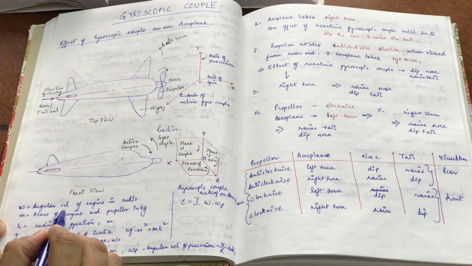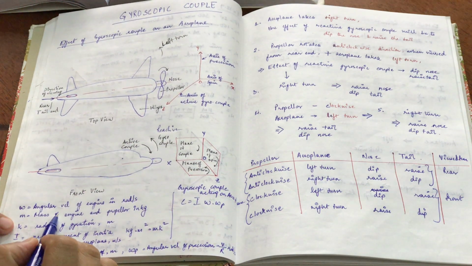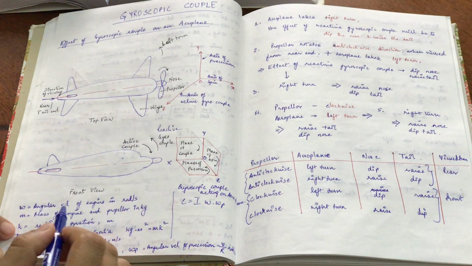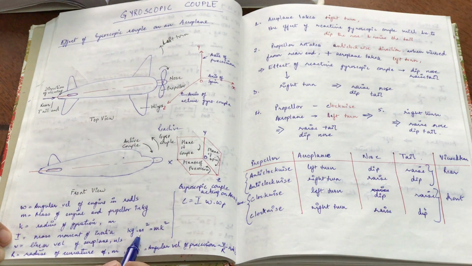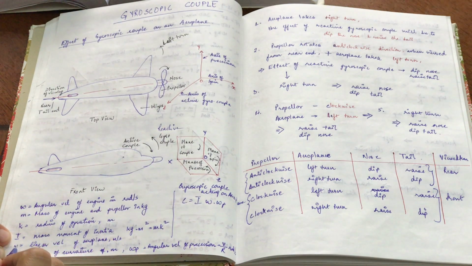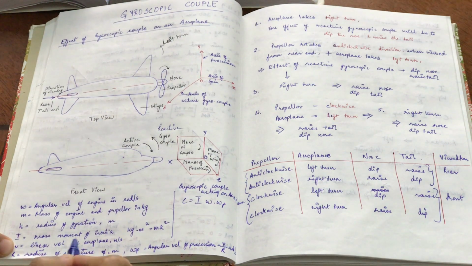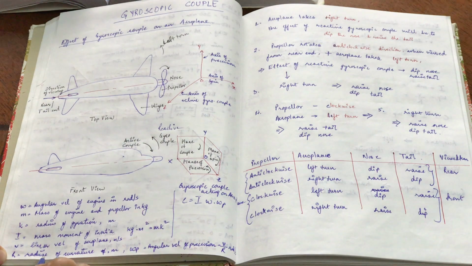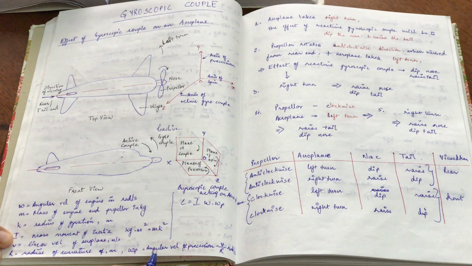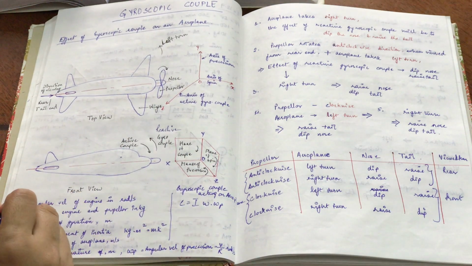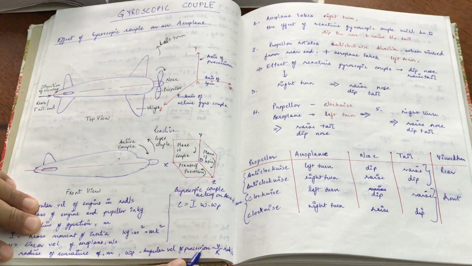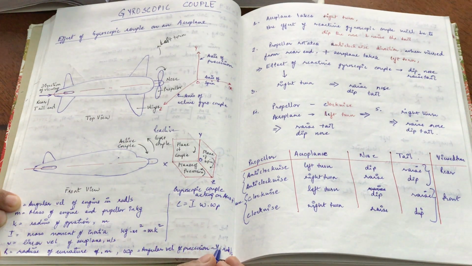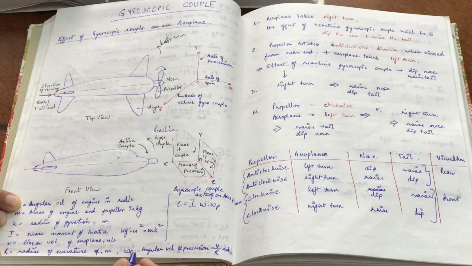If omega is the angular velocity of the engine in radians per second, m is the mass of the engine and propeller, both together, k is the radius of gyration in meters, I is the mass moment of inertia in kg meter square, equal to m k square, v is the linear velocity of the plane in meters per second, and capital R is the radius of curvature in meters. Omega is the angular velocity of the engine, and omega p is the angular velocity of precession, which is v by R: the linear velocity of the plane divided by the radius of curvature.